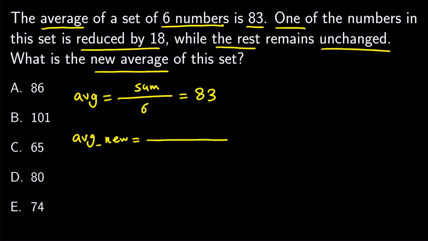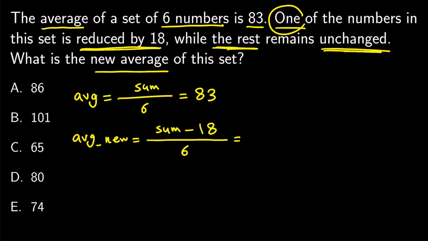We know that one of the numbers in this set is reduced by 18, while the rest remains unchanged. So the total sum is reduced by 18, and we still have the same number of values in the set.